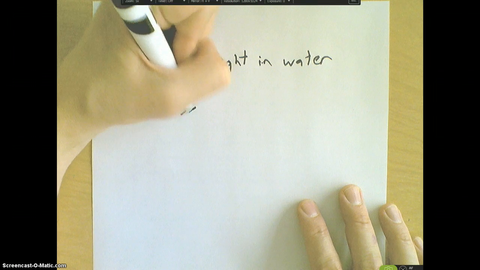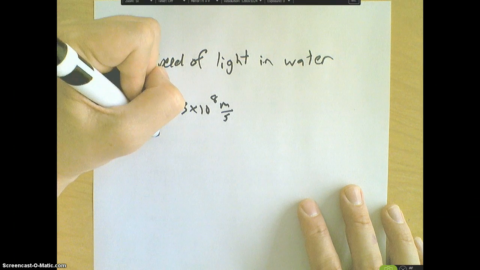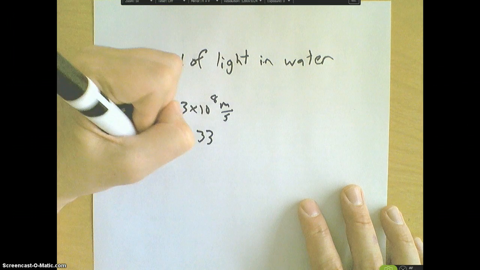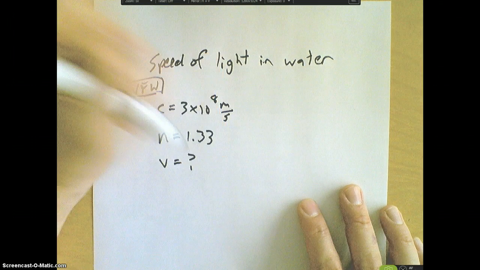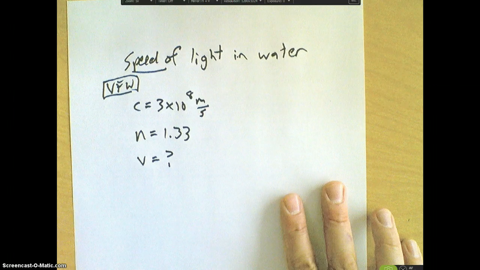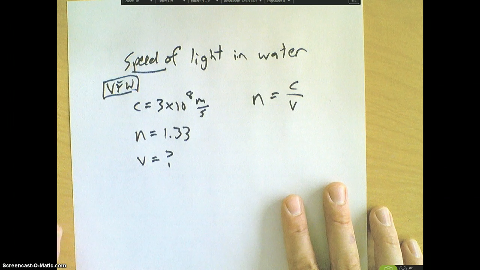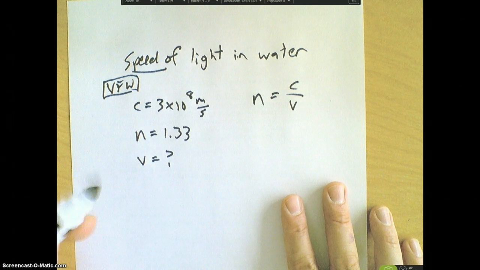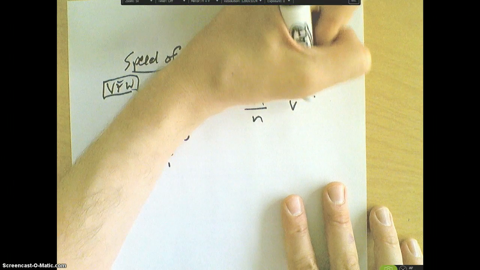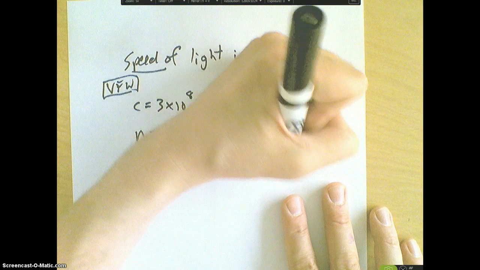What are the variables that we know? We know C is equal to 3 times 10 to the 8 meters per second. We know n for water is 1.33. We know that v is what we're trying to find, the speed of light in water. Now, what formula do we use? n equals c over v. Now you have to solve that for v. If I multiply both sides by v, divide both sides by n, the v's cancel out, the n's cancel out, so we have v is equal to c over n.